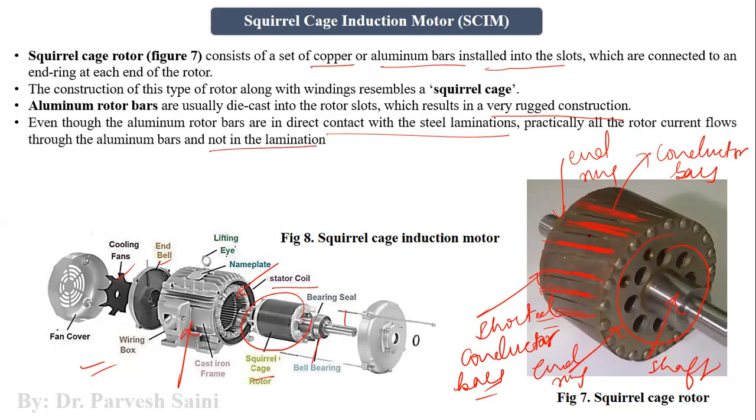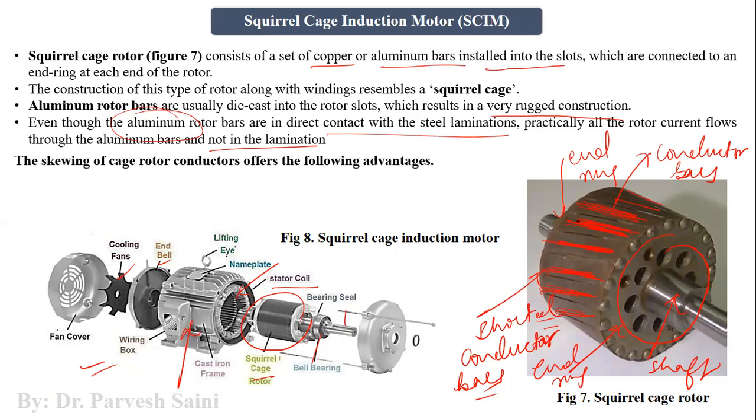Now what happens? This conductor bar, which is made up of aluminum, will provide a path to the current and not to the magnetic field, right? And these currents which will flow in these, we will discuss in the working principle of the induction motor. So these conductor bars which carry current, this current does not leak into the ferromagnetic material, right?